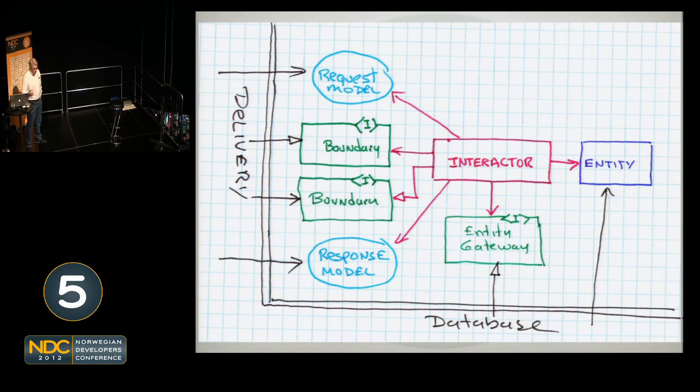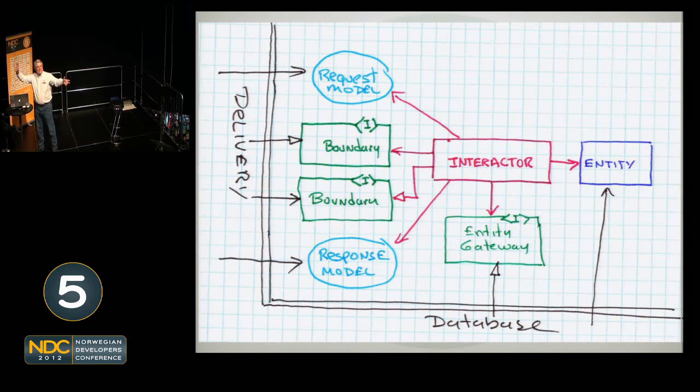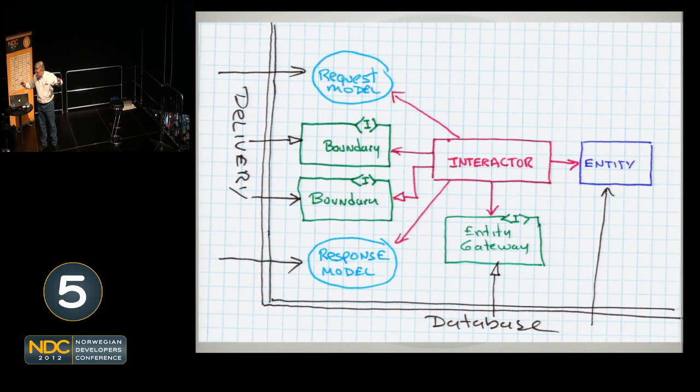The interactor will receive the request model. What's in that request model? All the data specified by the use case. Then the interactor goes and finds the entities somewhere. We'll talk about how it finds them later. But it goes and gets the entities, and it calls the appropriate methods on the entities. And then it gathers the data from the entities that it might need, and it creates the response model. The response model is just another data structure.